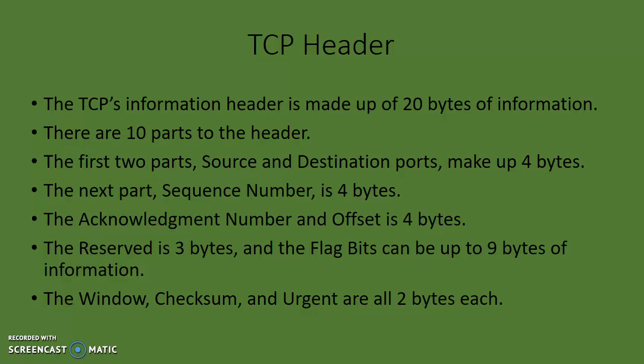the sequence number, is 4 bytes. We talked about the acknowledgement number. The offset is going to be 4 bytes. The reserved is 3 bytes. And the flag bits can be up to 9 bytes of information depending on what is needed. The window, we talked about the sliding window, allows so much in at a time to keep things from getting bogged down. The checksum and urgent, each one of those are 2 bytes apiece. So if you add it up, it roughly comes to about 20 bytes of information.